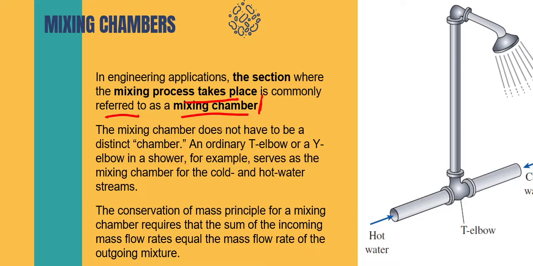Mixing chamber does not have to be a distinct chamber. An ordinary T elbow or Y elbow in a shower, for example, serves as a mixing chamber for the cold and hot stream. So, meaning that a mixing chamber doesn't have to be a real distinct chamber.